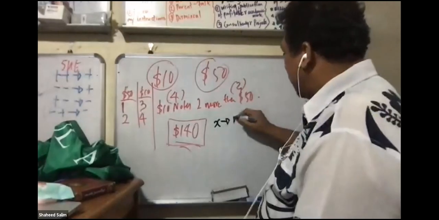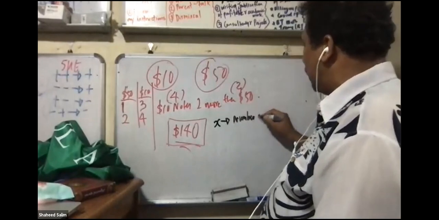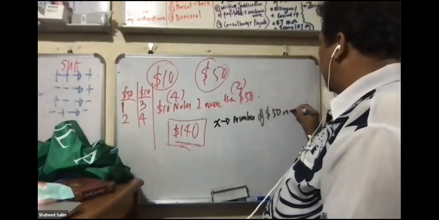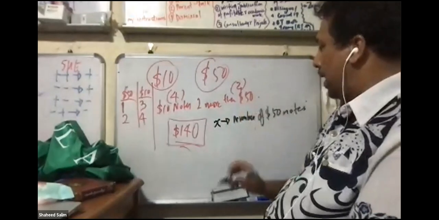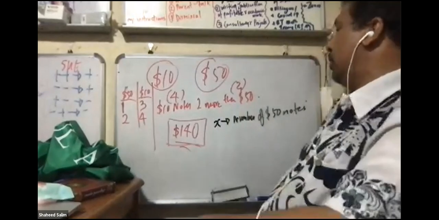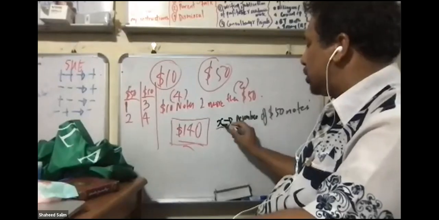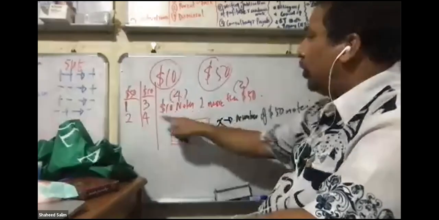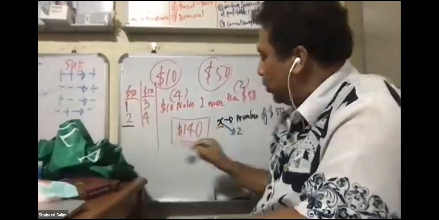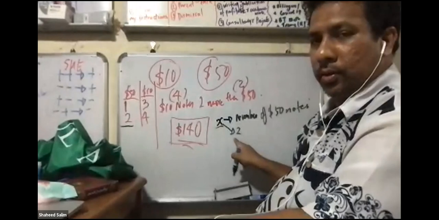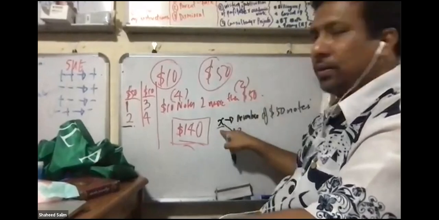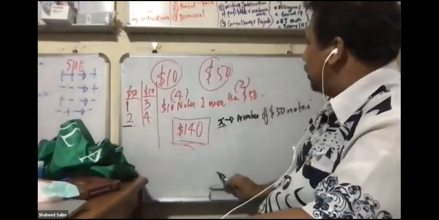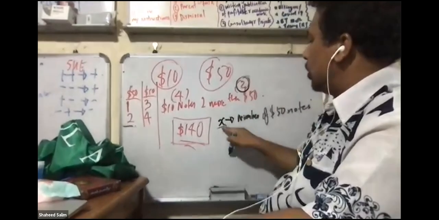Not $150. Number. Let the number of $50 notes be X. So 2x equals $250? Not value. X means now X is 2, because there are two $50 notes. X means 2. Can you see? You see there are two $50 notes, right? So we let this number be X. Once you find the number, you know how many $50 notes there are.